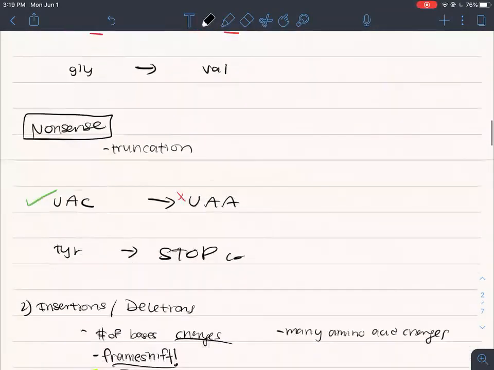And number three is nonsense, which is like truncation, where your change could create a stop codon too early in your amino acid chain. Basically, the protein will never be completed, because you changed the genetic material and now it can never be what it originally was because it stopped too early.